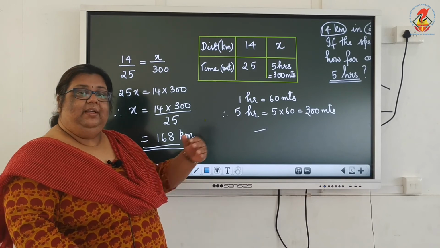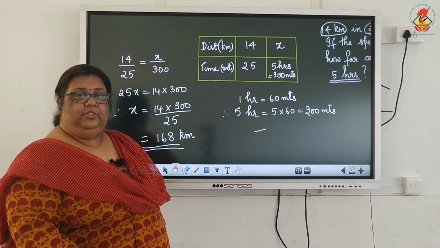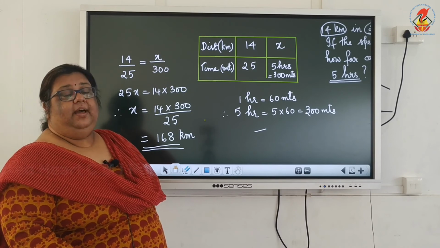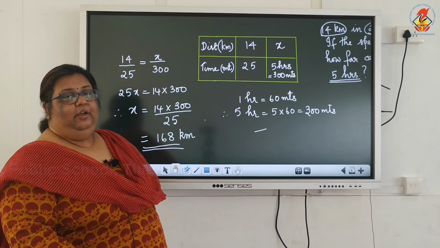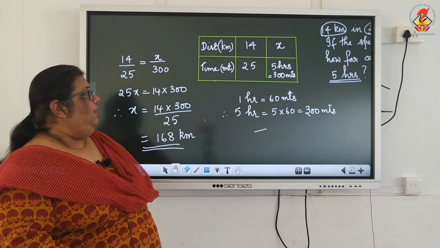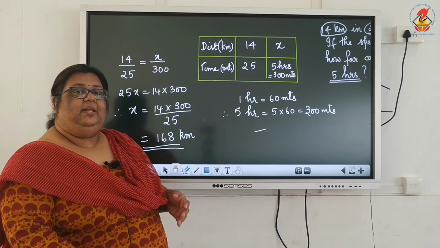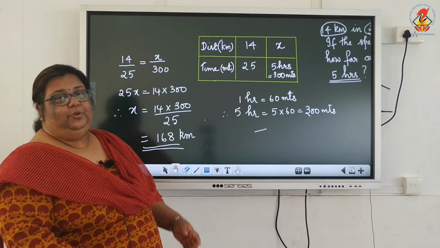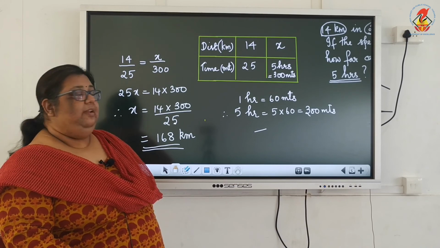Less time, less distance. More time, more distance. So, it's a direct proportion. The time and distance are in direct proportion. So, the ratios will be equal. 14 by 25 is equal to x by 300. Why did we take 300? Because one unit was in minutes and the other unit was in hours. So we converted to minutes and we did the problem.